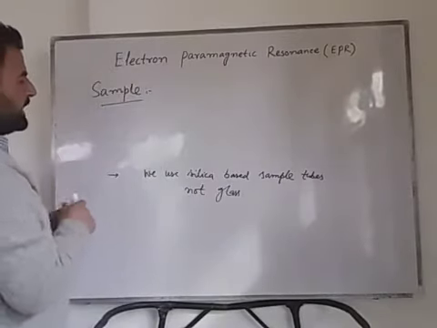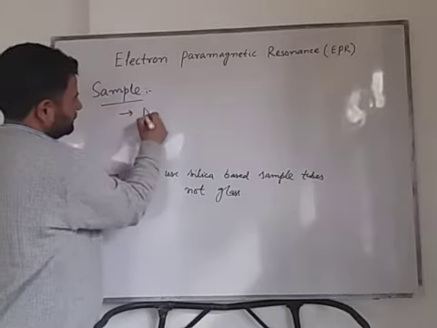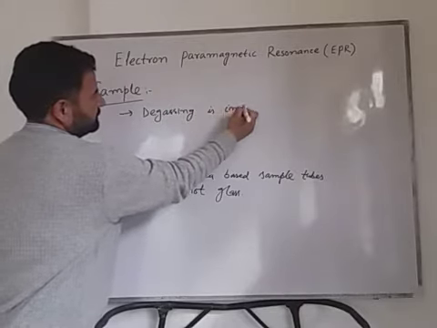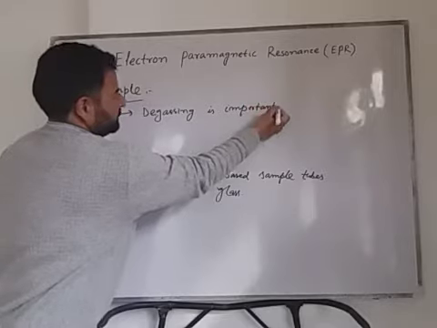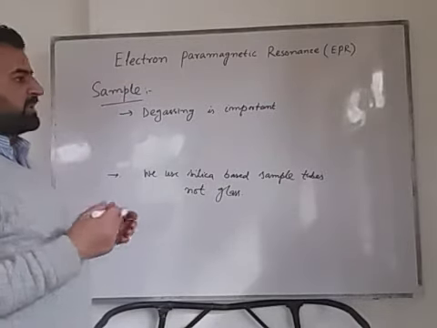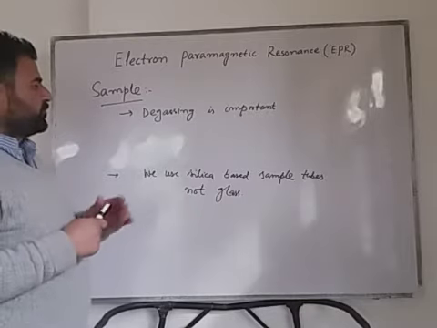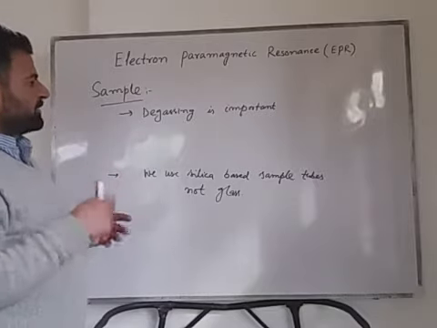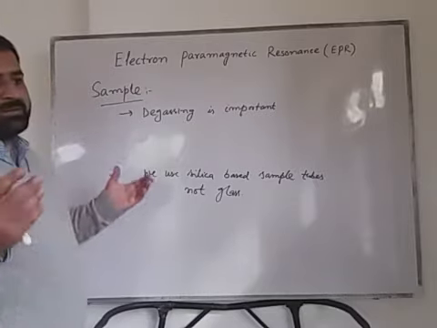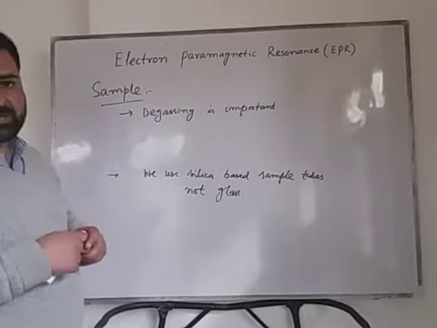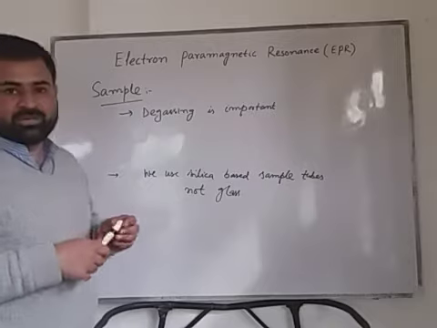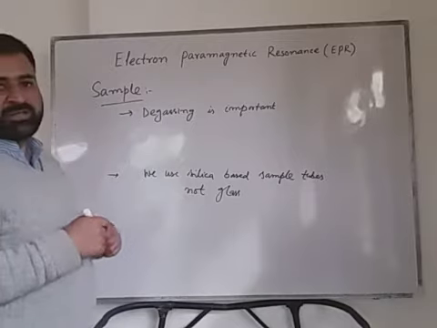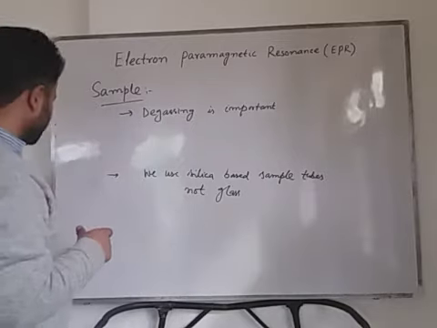One more thing is that we should degas the sample. Degassing is important. What does that mean? When we do the experiment with a solid sample or a liquid sample, we should degas the sample. That means the unwanted gases should be removed from the sample so that they do not intervene with the paramagnetic spectrum of our interest. For example, atmospheric oxygen molecules can intervene. So degassing should be done first when we start an EPR experiment.